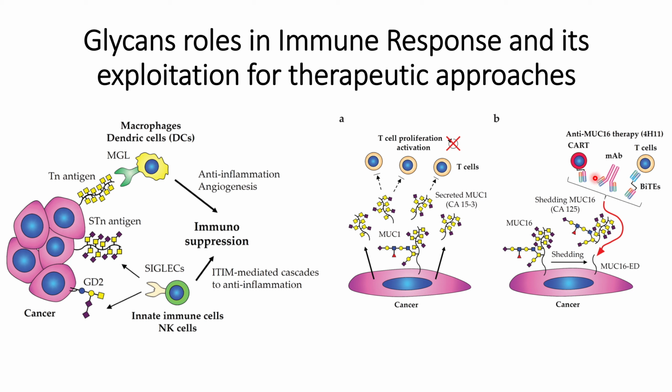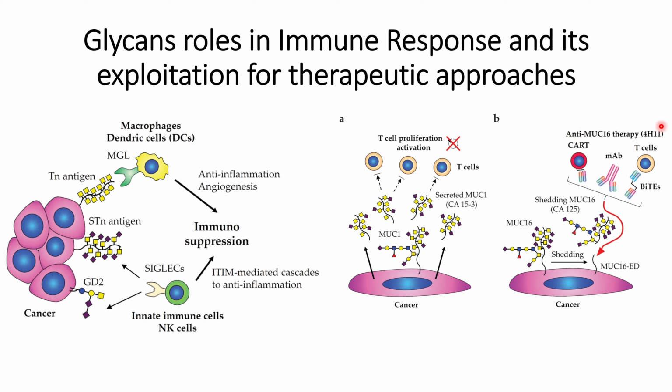The other thing that can be used is about MUC16. One of the approaches that I have shown here is the anti-MUC16 therapy, and this is the problem. The A part is the problem, and the B part is the solution. In the A part, the overexpression of MUC1 will lead to the deactivation of the T cells and also reduce proliferation as a consequence of T cell deactivation. And in the B part, what is shown is how this can be avoided.